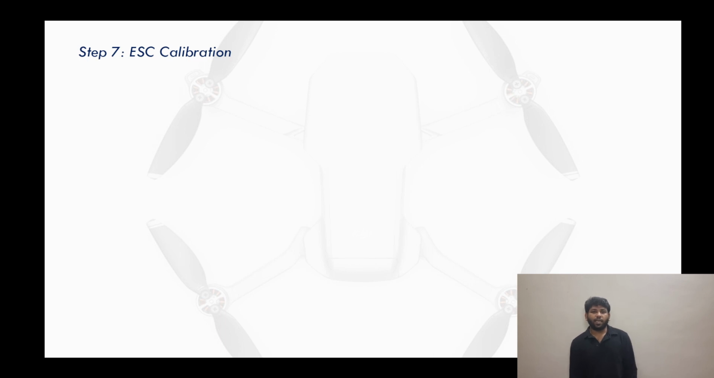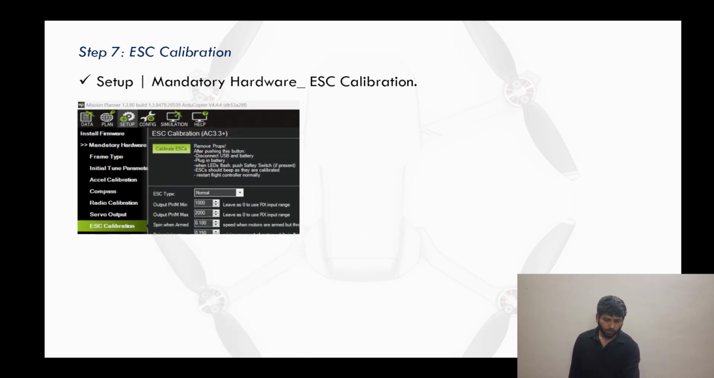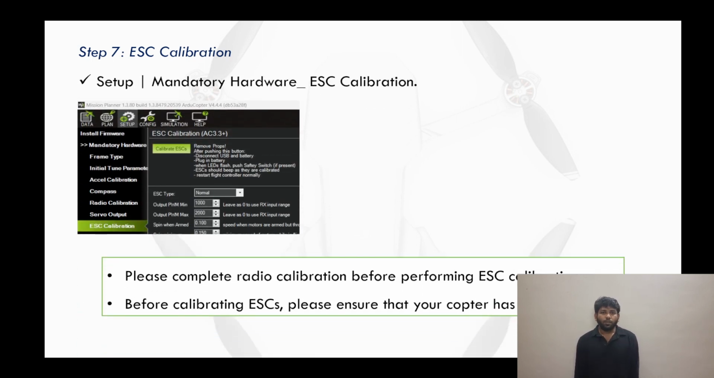Step 7. ESC Calibration. Again in Mission Planner, go to the Setup menu and then navigate to the Mandatory Hardware section. Then choose ESC Calibration. Inside the ESC calibration window, follow the instructions provided to start calibration. First remove propellers from the quadcopter, then click on the ESC calibration button to start the calibration process.